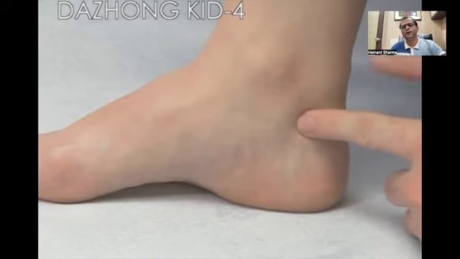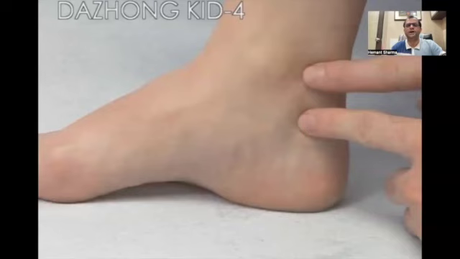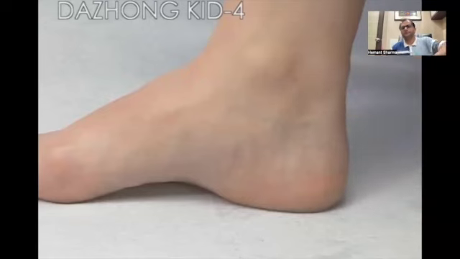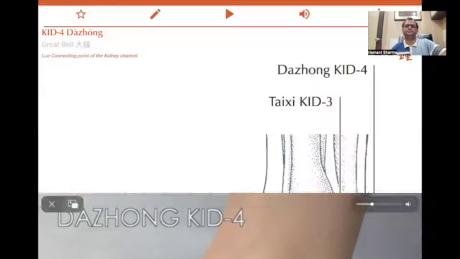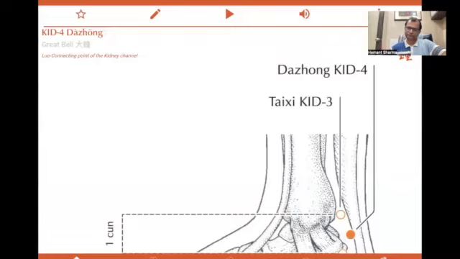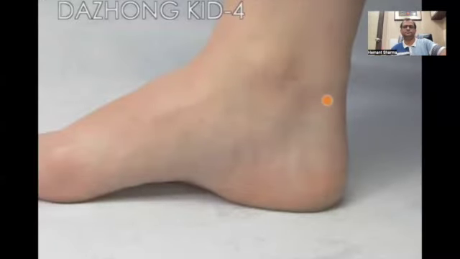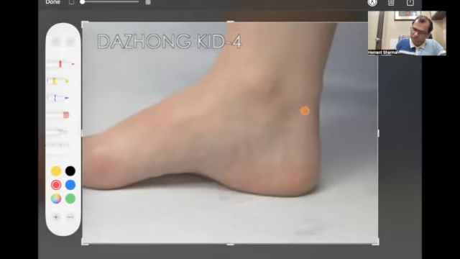ये हमारा kidney 5 था, ये हमारा kidney 3 है. We can see kidney 3 and kidney 5 in the same line, but kidney 4 is going back. This is kidney 4. ये सारे पॉइंट गजब के हैं. All the points are really wonderful. So this is the location of kidney 3, and this is the location of kidney 5.